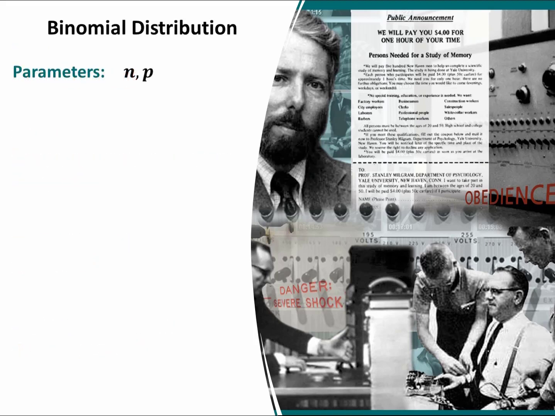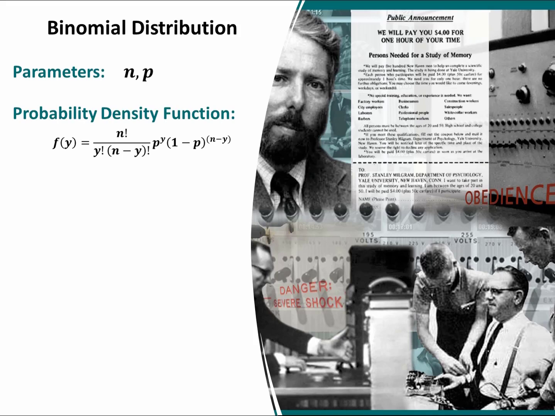The quantities n and p are called the parameters of the binomial distribution. We must know these to find various binomial probabilities. Probabilities of a binomial random variable can be found using the probability density function. However, we'll find these probabilities in R.